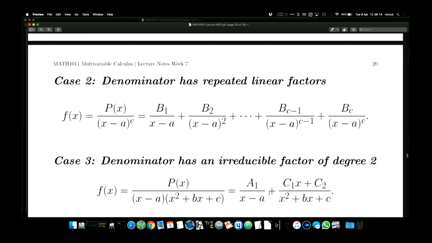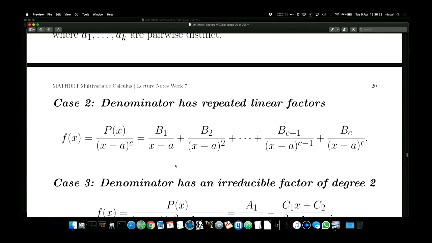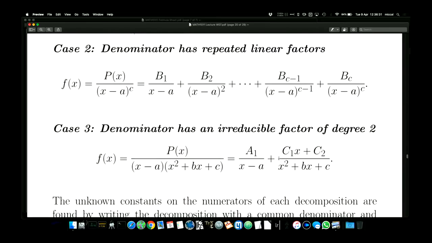But if these are the only cases we can do, these terms are logs, aren't they? Done. And these are u to the minus 2s, easy. How would you integrate this bit? You're assuming that x squared plus bx plus c has no real roots, so you can't split that up anymore. How would you do that one?